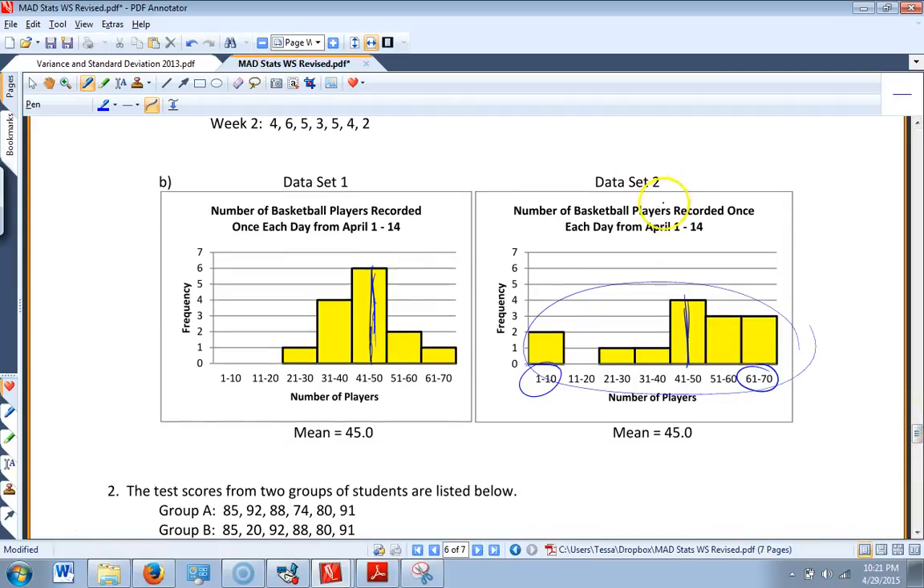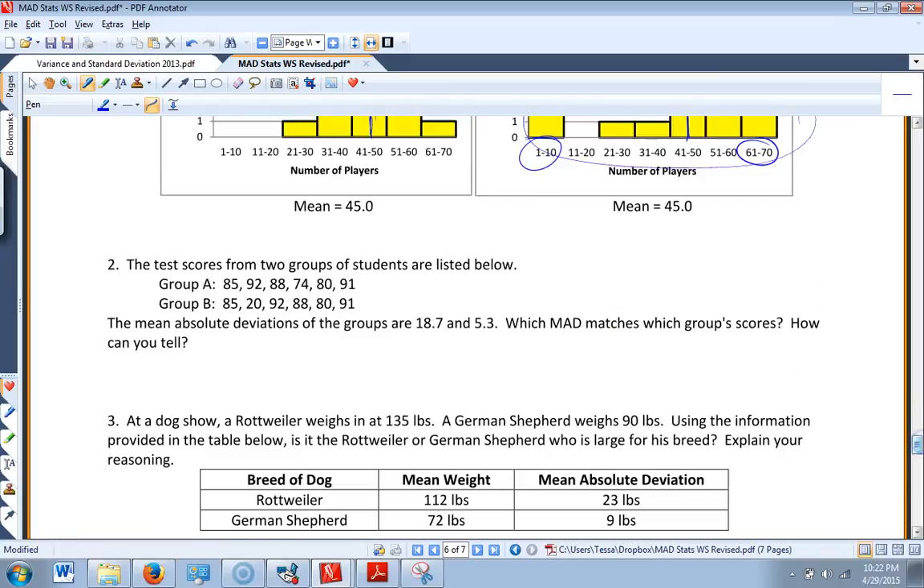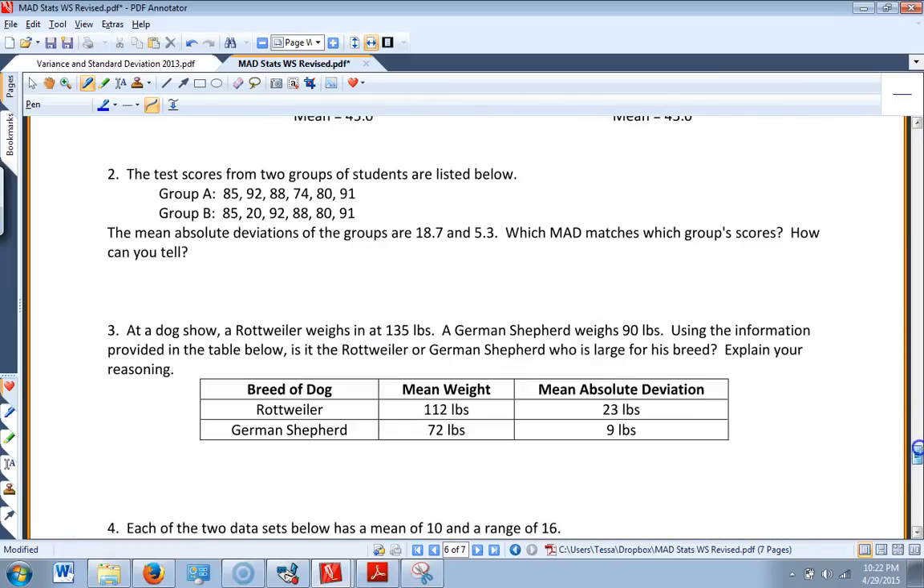Well, it's going to be data set 2. This is going to have a higher MAD because it's more spread out. So when the MAD's higher, it's more spread out. Okay, that's the number one thing you've got to take away. When it's higher, it's more spread out.